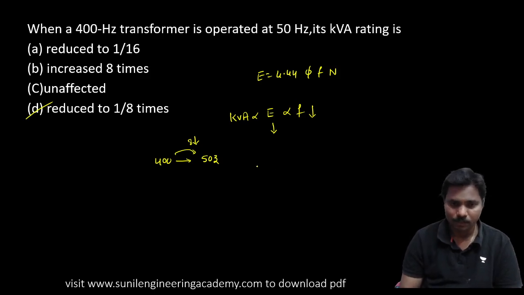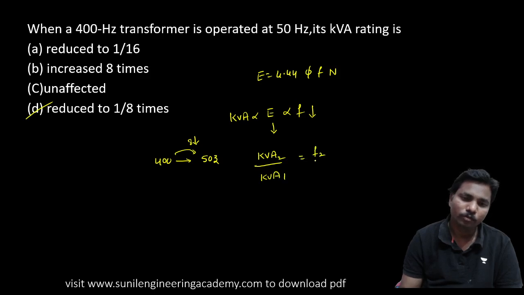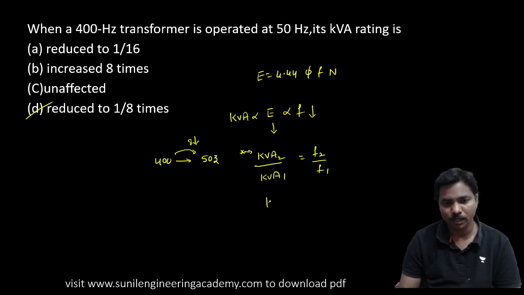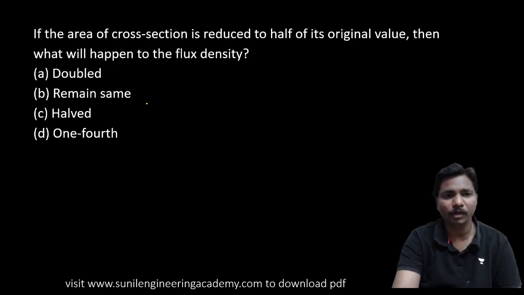If you want, you can check with KVA proportional to EMF, so KVA2 by KVA1 is equal to f2 by f1. This is the conventional way, no need for this one. So KVA2 is equal to KVA1 into frequency 2, which is 50, by frequency 1, which is 400. That is 1 by 8 times. Answer is option D. Coming to the next question.